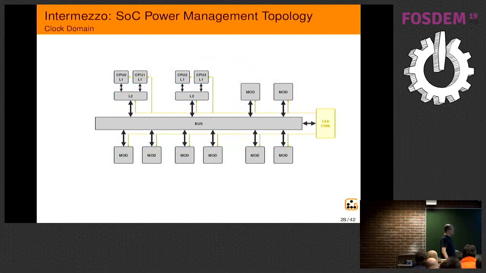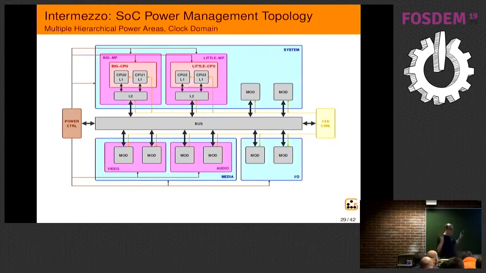One other thing they may have is a clock controller, which supplies a clock to each module. If the module is not in use, the clock will be turned off. Of course, the module won't work without that clock. You could have a really complex system with hierarchical power areas, clock domains, and whatever. And that's actually what we have on the Renesas embedded SoCs.